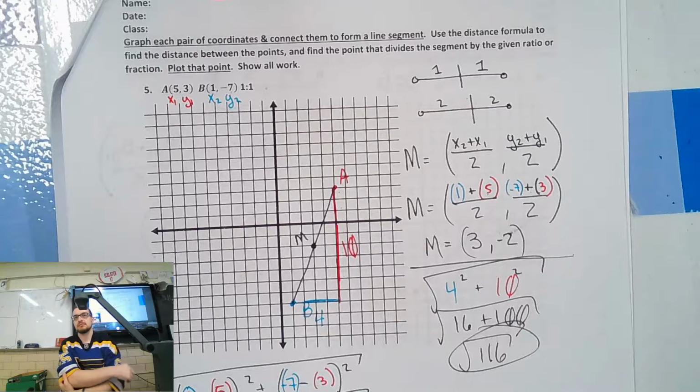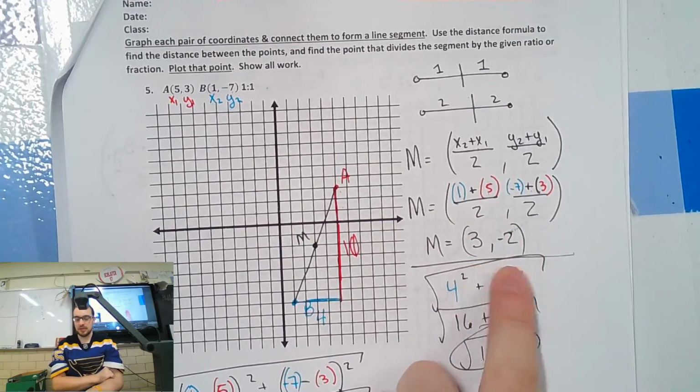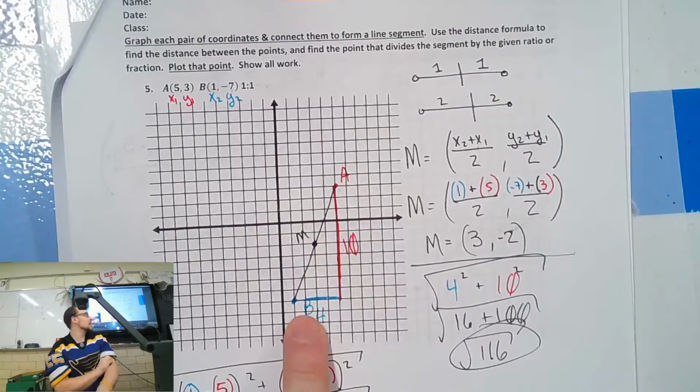What's your question? Distance? The distance of that line? Yes. Which we just proved in the last page. Very good. So, when we plug in those points, we add them up and divide by 2 for midpoint, and we get 3, -2. And if you look, it is between A and B halfway.